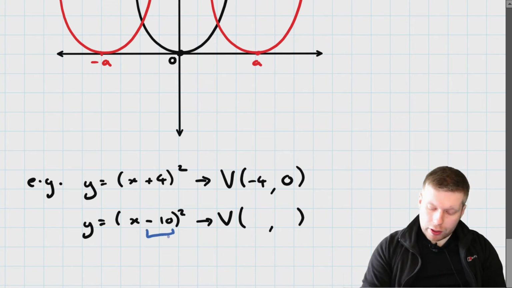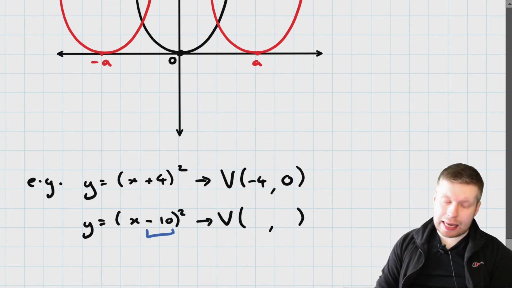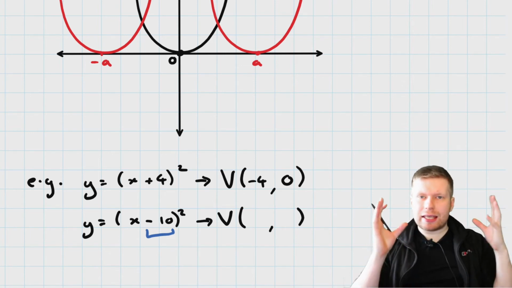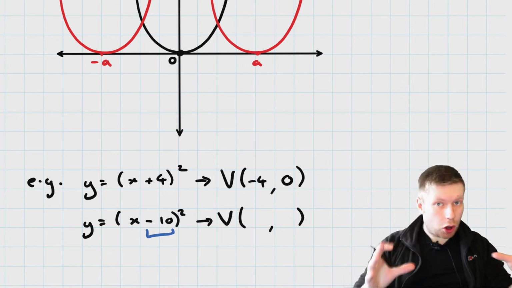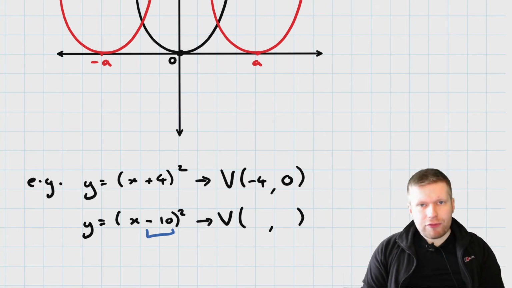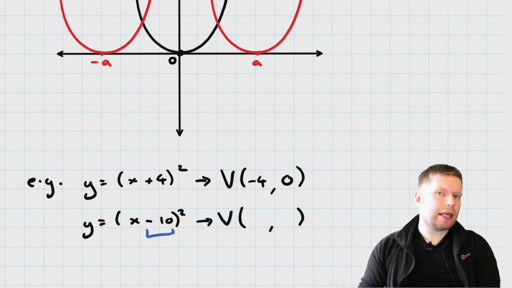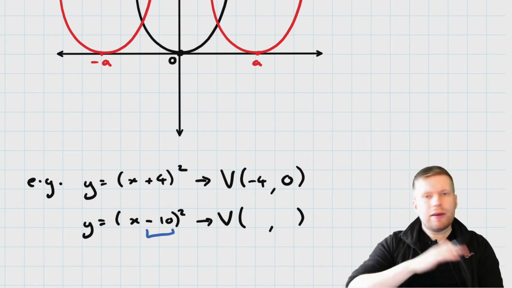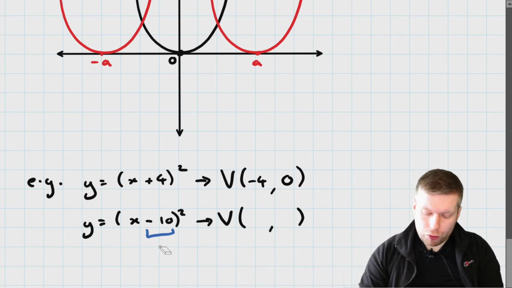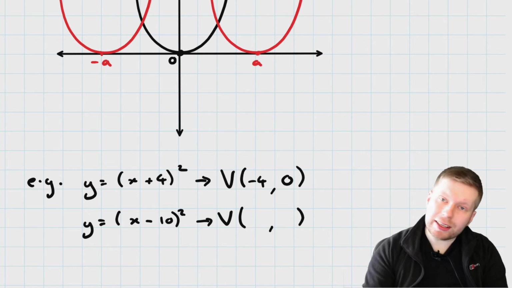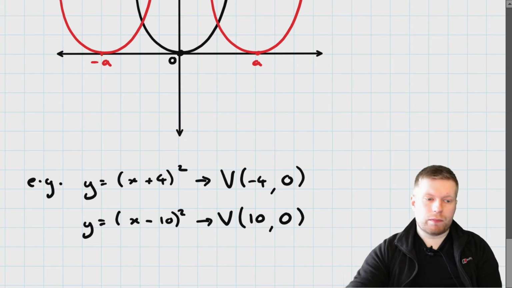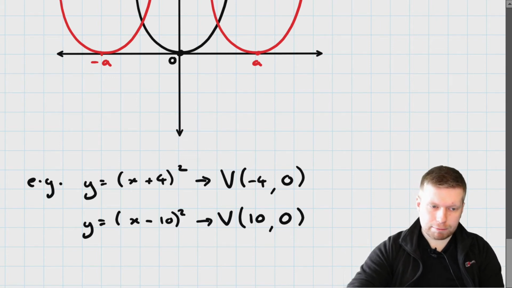Well, hopefully you have a look here and you see that we're taking away 10. We're taking away 10 from the x before we square it, so it must be in the horizontal direction. However, it's not in the direction we think it will be. We think because it says negative, we move it to the left by 10. In fact, it's the opposite, we move it to the right by 10. So therefore, the vertex will also be moved to the right by 10, so it will end up at 10, 0. Okay, so hopefully that makes sense.